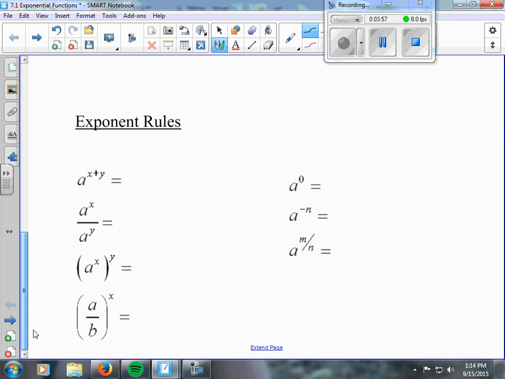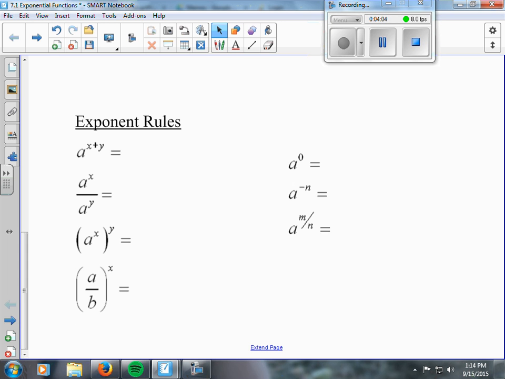Okay. I'd like you to take a moment and see how many of these 7 exponent rules you can remember. So go ahead and pause the video and write down as many rules as you can remember. I'm going to check these tomorrow.